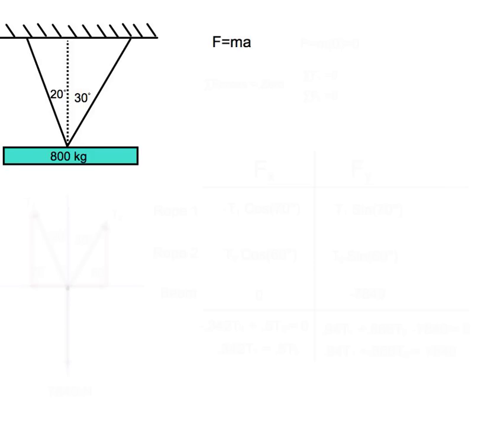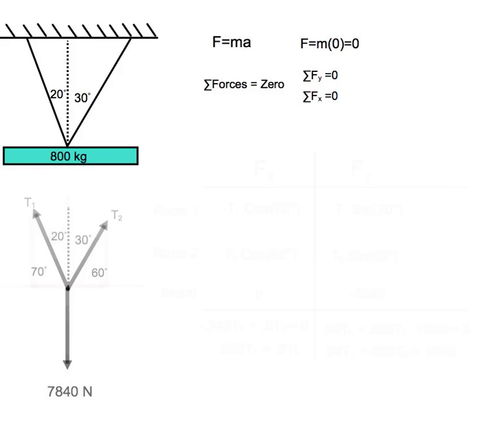If we look at our equation, F equals ma, because nothing is moving, the acceleration equals 0. If the acceleration equals 0, that means the net force equals 0. So if we add all of the forces that are acting in this system, all of them will equal 0. So all of the forces in the y direction have to equal 0. All of the forces in the x direction have to equal 0.